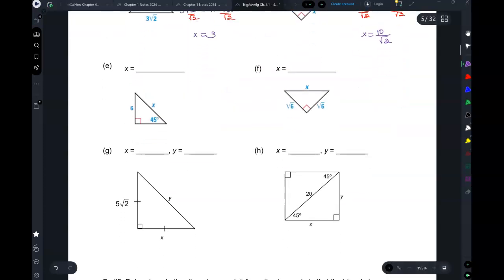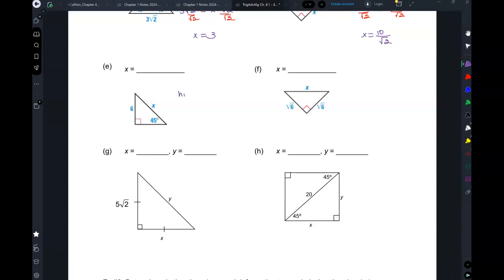Okay, so here, hypotenuse is leg times root 2. What's the hypotenuse? Right, x is 6 root 2.